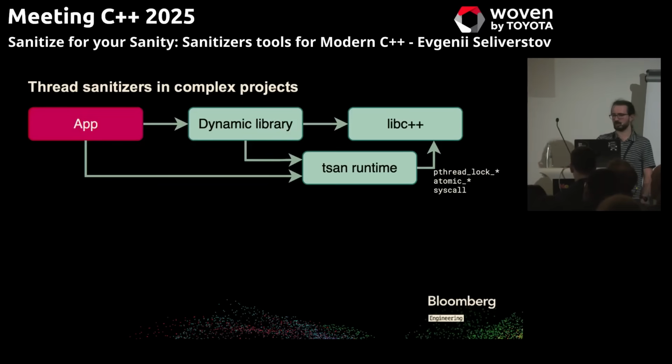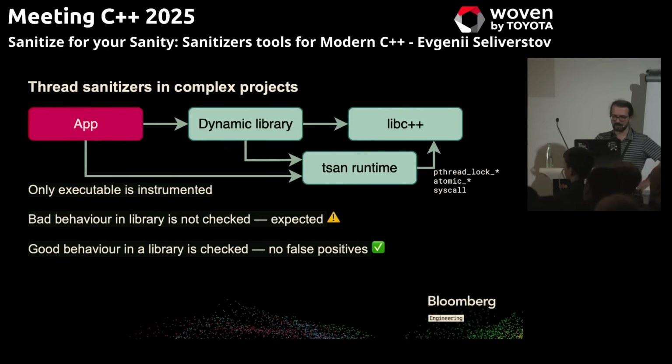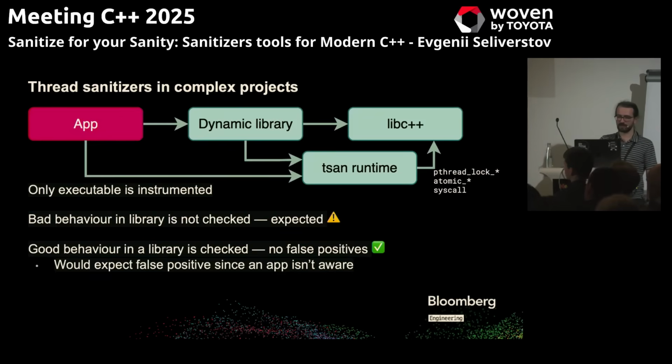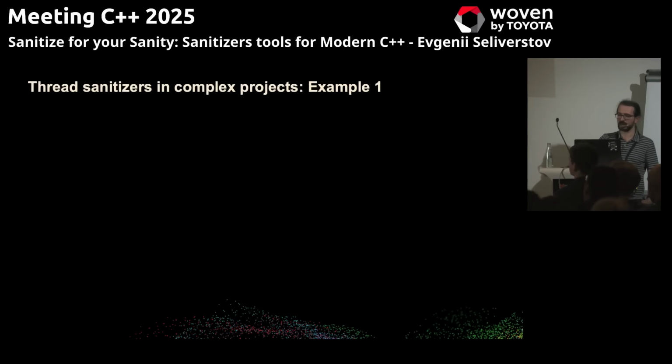So let's try to instrument only the application. We're trying to build it. We have the runtime, it's shared, as you remember, and the runtime tries to intercept all these things about locks, atomics, and the rest. So the behavior in the library is not checked. Actually, we expect this. And the good thing is we don't receive any false positives. It's fine because we don't expect them to be caught. But luckily, we can see a specific class of problem caught even if we don't build a dynamic library dependency as instrumented. So how does it work?